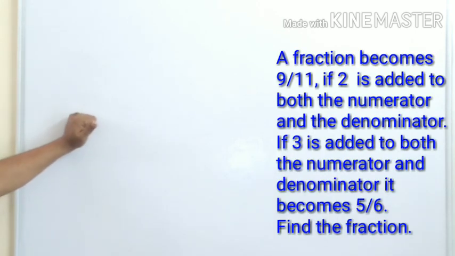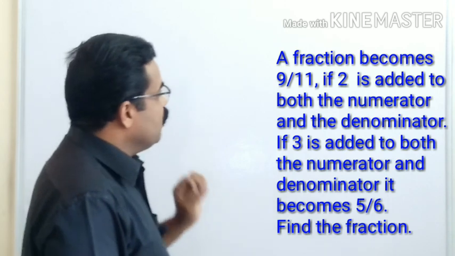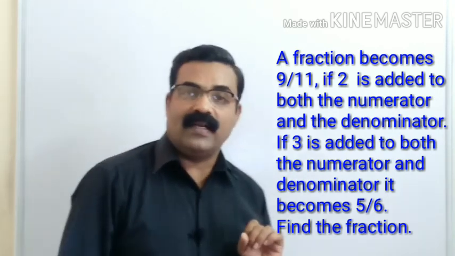The question is, a fraction becomes 9 by 11 if 2 is added to both the numerator and the denominator. If 3 is added to both the numerator and the denominator, it becomes 5 by 6. Find the fraction. When 2 is added to both the numerator and denominator, the fraction becomes 9 by 11. And when 3 is added to both the numerator and denominator, the fraction becomes 5 by 6. So find the fraction. 9 by 11 and 5 by 6. 2 is added and 3 is added.